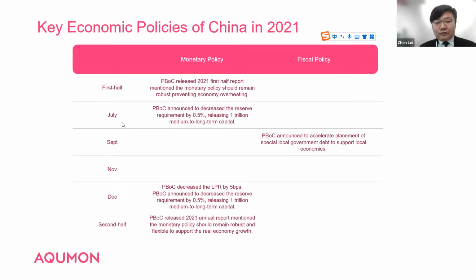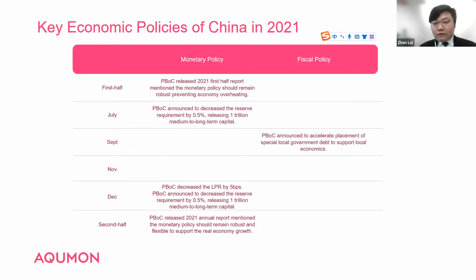However, from July to December, China experienced two required reserve rate cuts, and also there was a decrease in the LPR by 5 basis points, and we can see that in the second half of the year, China's monetary policy became more and more loose.